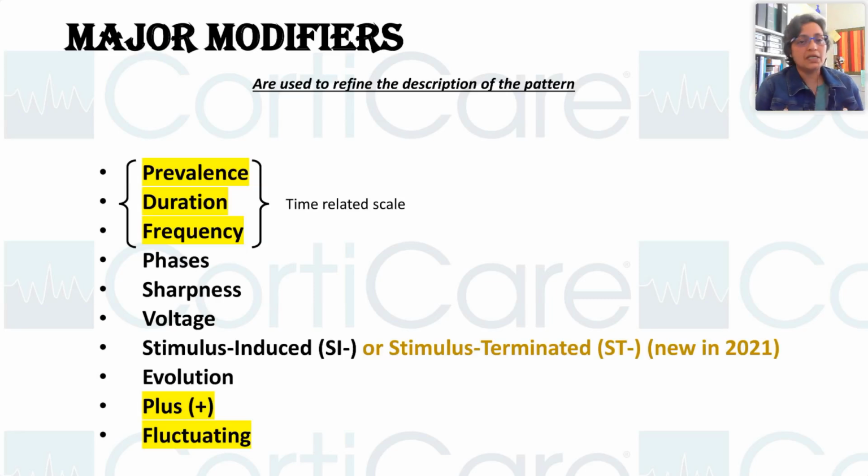Just saying the patient is having GPDs is not enough. We want to know, are those GPDs happening continuously? Is there a discontinuity in between them? Are they happening sporadically? Are they periodic? Are they happening once in an hour? So you use a time scale of prevalence, duration, and frequency. We're going to talk about that. And then the other 2 major modifiers that I have included in this talk are plus modifiers and the fluctuating discharges. We're not going to talk about the other ones here.